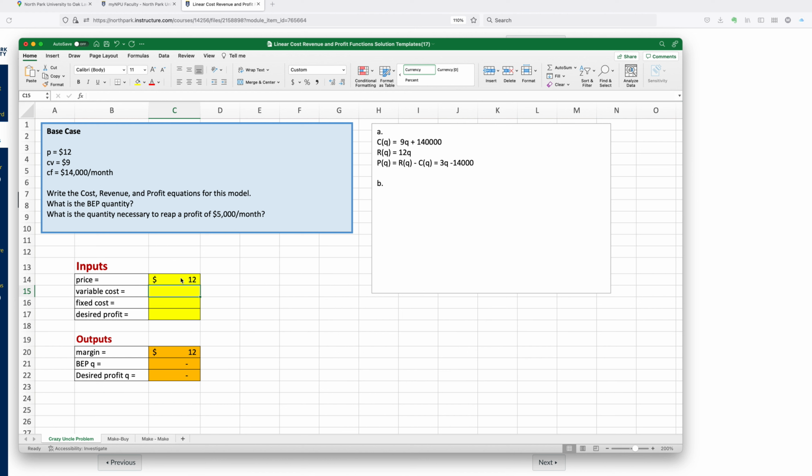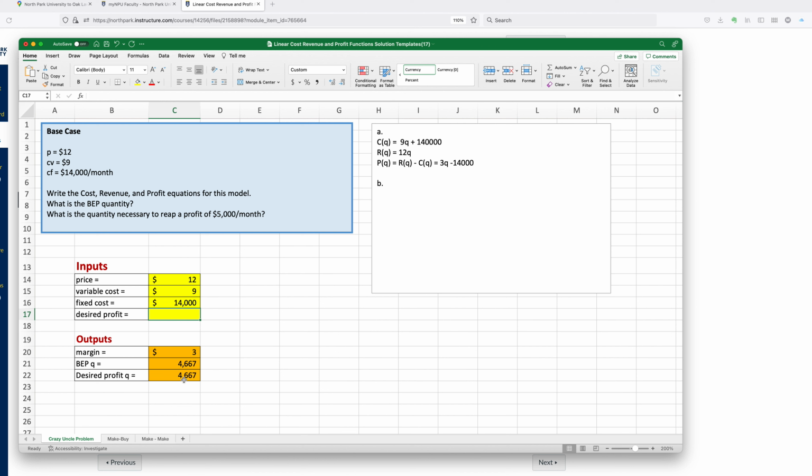What is my variable cost? We said 9. So it tells me 12 minus 9 is the margin, which is 3. It showed up here. Very nice. If I put my fixed cost at 14,000, it will tell me how many of these units I have to sell. So it's 4,667, which means it's really 4,666.666. I'm dividing by 3, so I'm going to get a lot of those.